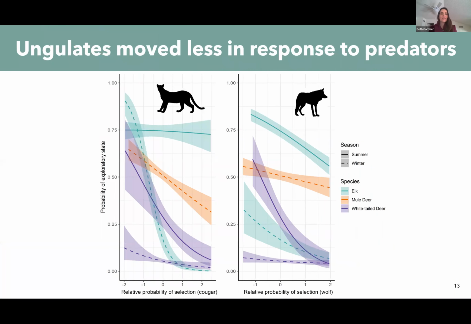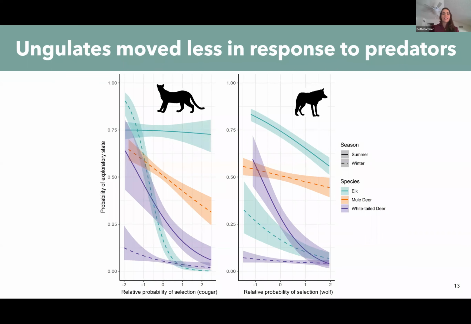There's a lot going on in this figure, and I'll just try to walk through it quickly for you. The large takeaway message is that ungulates actually changed their movement state and moved less in response to predators. Here we have what we call the probability of being in an exploratory state. The higher that is, the more likely you're in that exploratory state. The lower it is, the less likely you are, so then you become in that encamped or less moving state. We have in that kind of greenish color elk, and the solid line is summer, the dashed line is winter. The orange here are mule deer, and the purple are the white-tailed deer. And then the x-axis is the relative probability of selection. So essentially, as you go from left to right, you go from fewer cougars to more cougars. That's sort of the pressure idea.